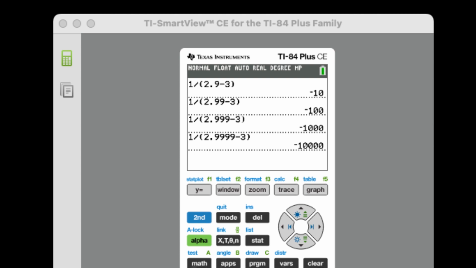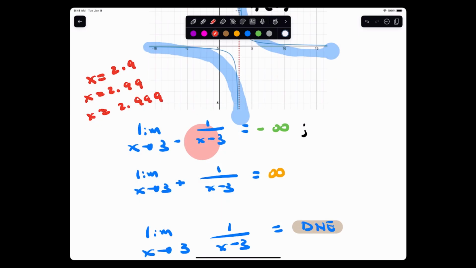So what if you said to me on a test, they asked you this question, and for the left-handed limit, you say, you do this. Negative 100,000. All right. I'm going to mark it what? Wrong. Why?